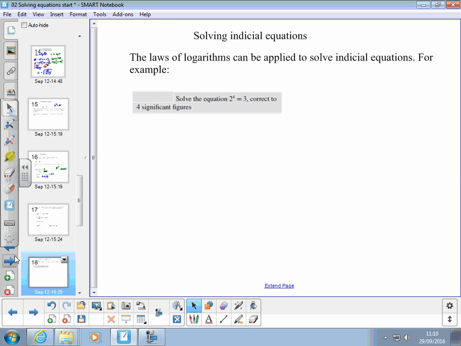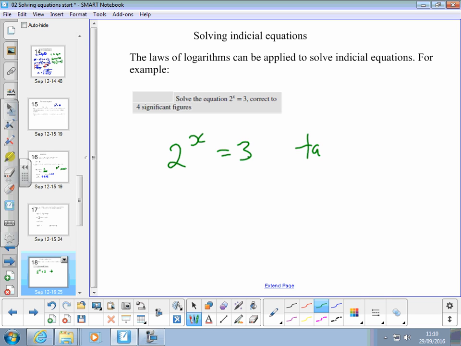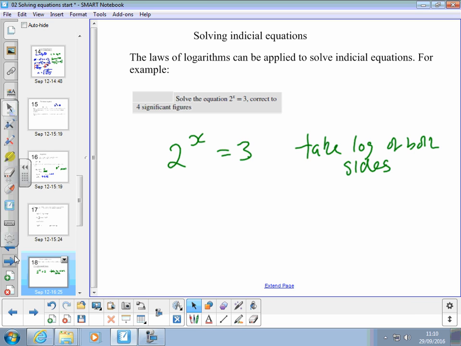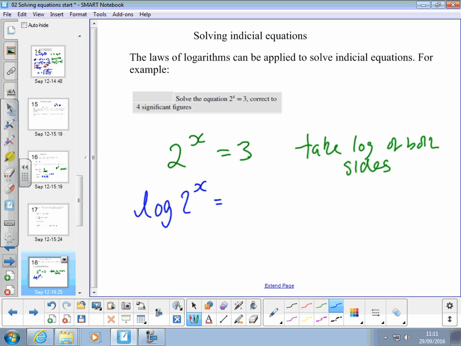For example, solve 2 to the power of x equals 3, correct to 4 significant figures. Okay, go through the method here. So, if we take the log to the base 10 of both sides, so that's the operation I'm going to do. I'm going to go log of 2 to the x is equal to log 3. Yeah? Now look in your laws of logarithms and see if you can find another way to write that.